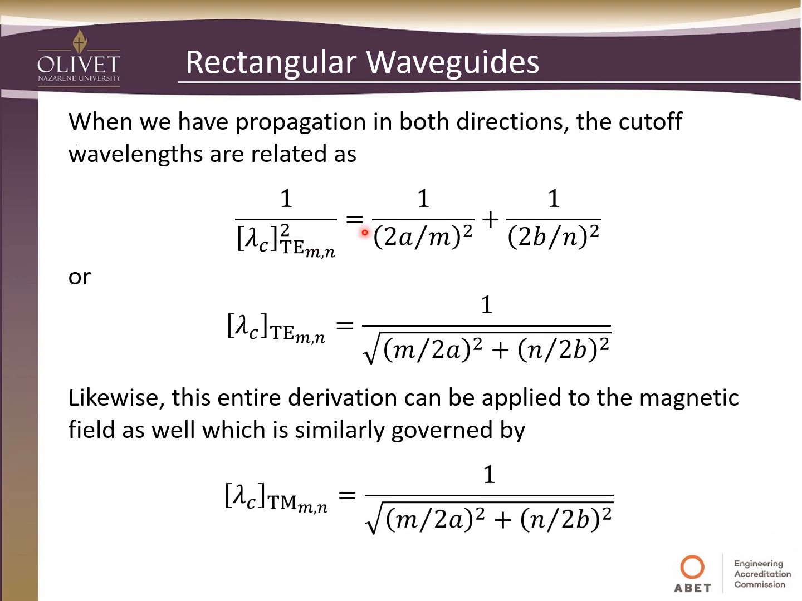So we can actually have our electric fields and magnetic fields, multiple modes propagating all at the same time. One thing to note though is when we have magnetic modes, both M and N must be non-zero. You cannot have a TM01 mode or a TM10 mode. It has to be at least 1-1. These cannot be 0. Whereas on the TE modes, you can have TE10 or TE01.